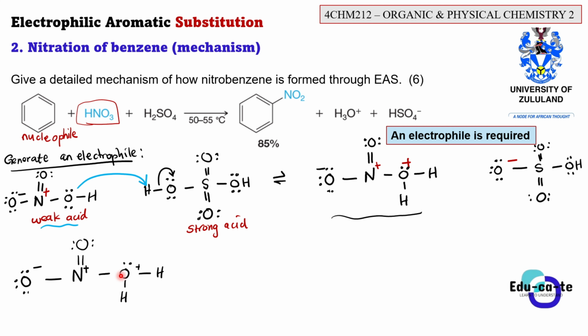So if we actually kick out this H2O, imagine if we remove O and H and H, we'll only remain with NO2, which is exactly what we want. We want to have NO2 that is bonded to the benzene ring. That is nitrobenzene. That's nitrobenzene. That's what we are looking for in this particular reaction. That's the purpose of the reaction. So we are trying to generate that NO2 as our electrophile. That's why I said here we are generating an electrophile.